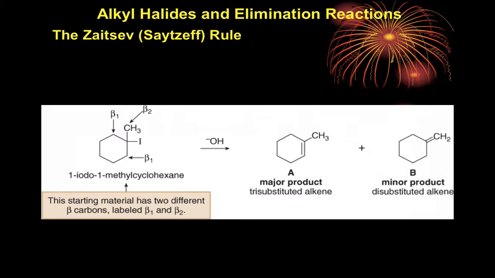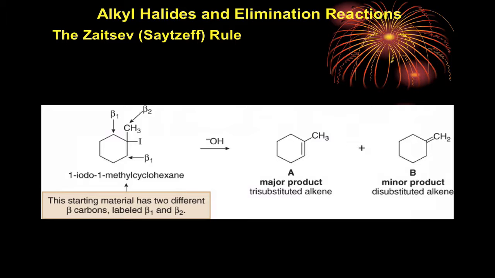If you look at this structure, we actually have 2 different flavors, if you will, of beta carbon. We have beta 1s and we have beta 2s, right? If we eliminate one of the beta 1s, we get this product as a major product. If we eliminate at beta 2, we get this product but it's the minor product, okay?